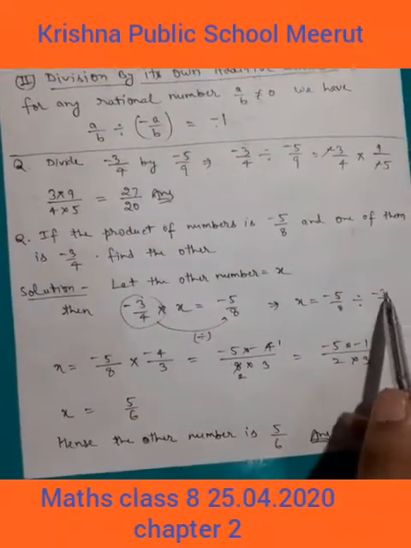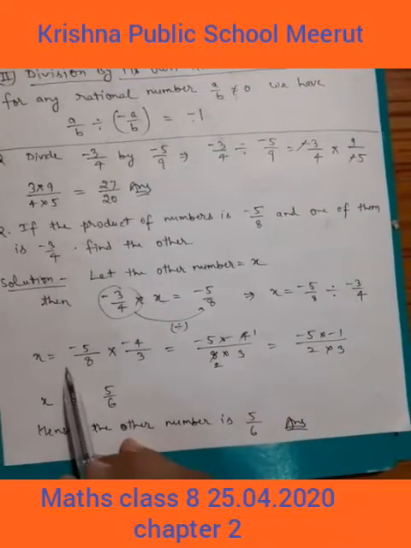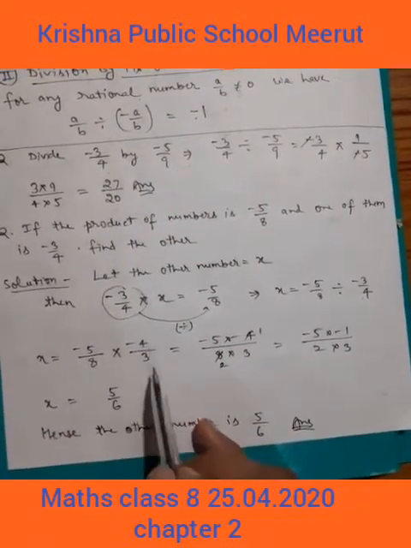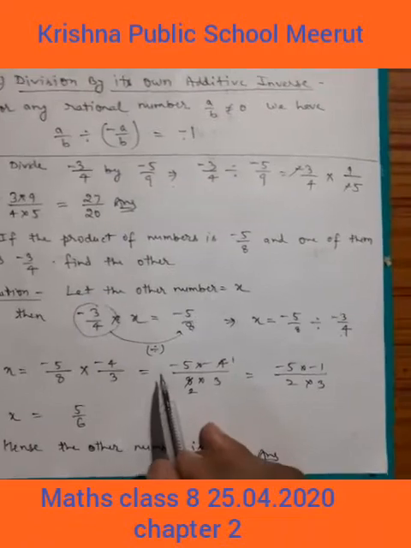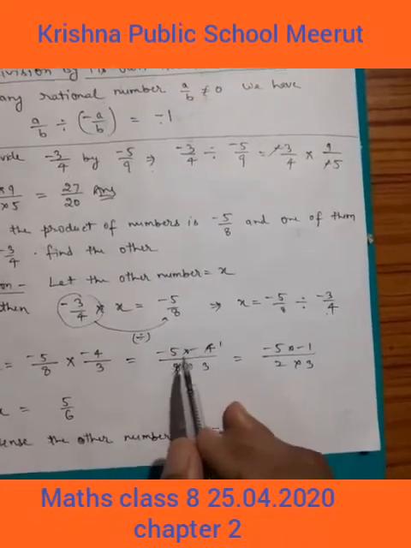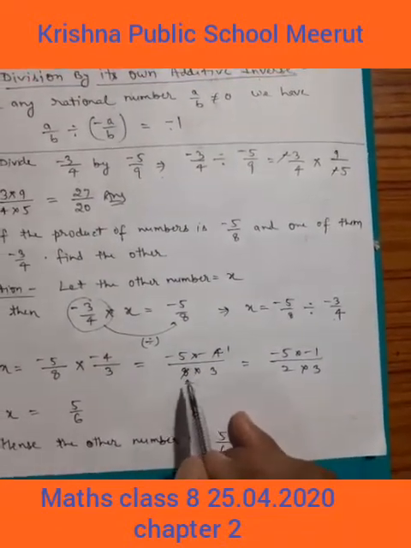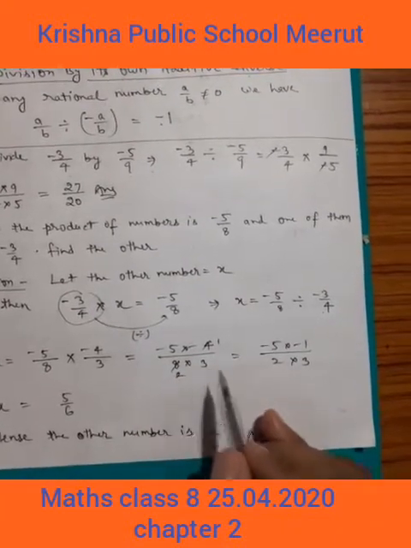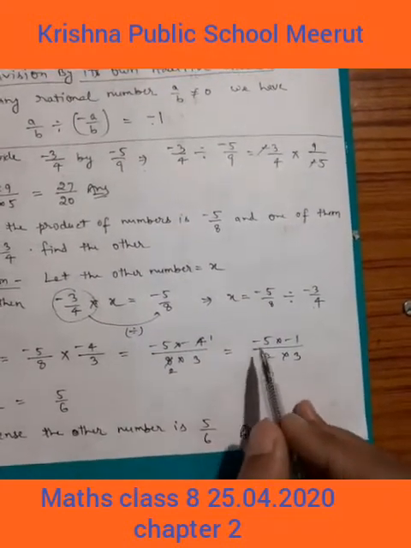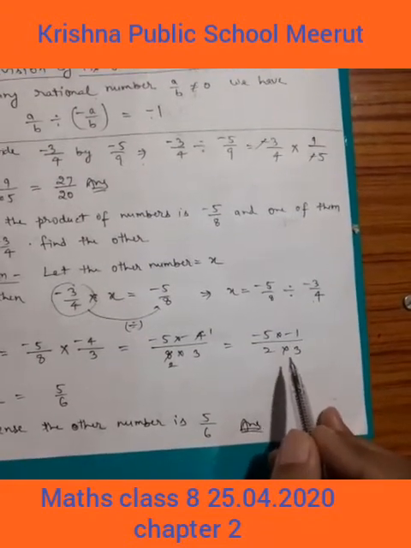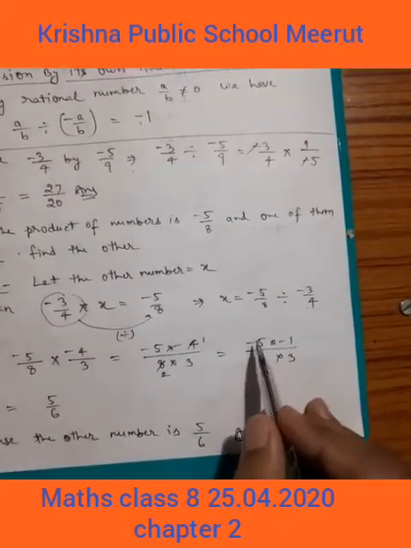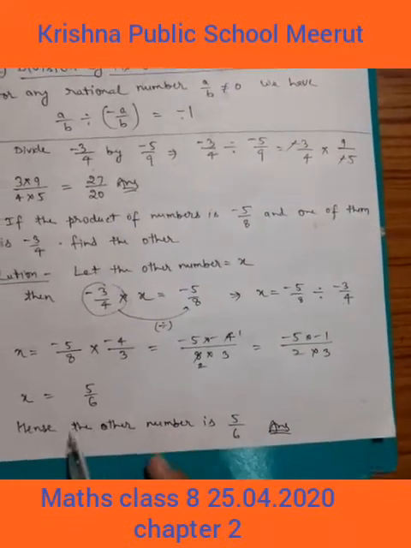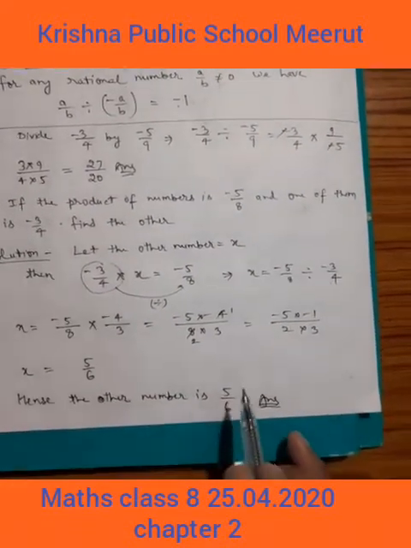So we will change the order of this expression. x is equal to minus 5 upon 8 into minus 4 upon 3, that is equal to minus 5 into minus 4 upon 8 into 3, and we divide 4 and 8 by 4. Then we get minus 5 into minus 1 upon 2 into 3, minus times minus gives plus, and the answer is 5 upon 6. Hence the other number is 5 upon 6.